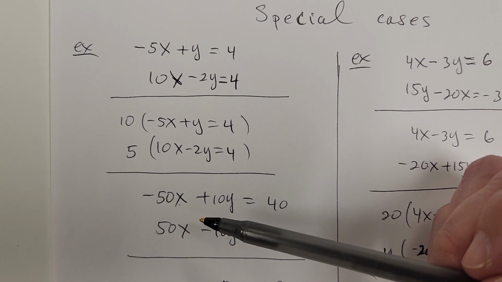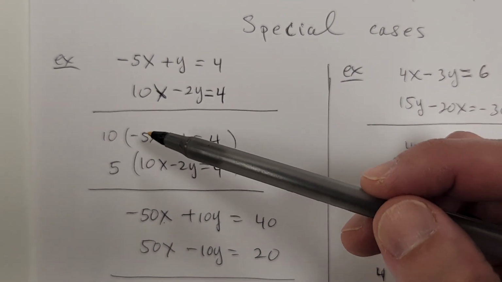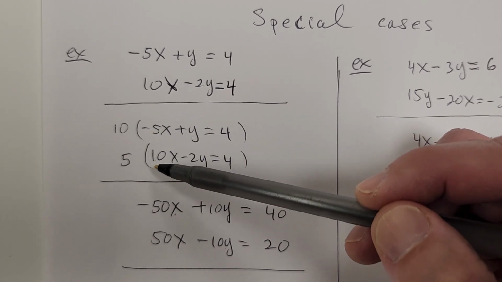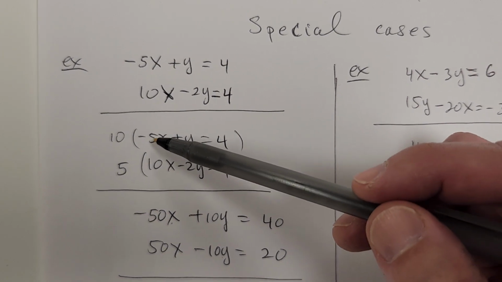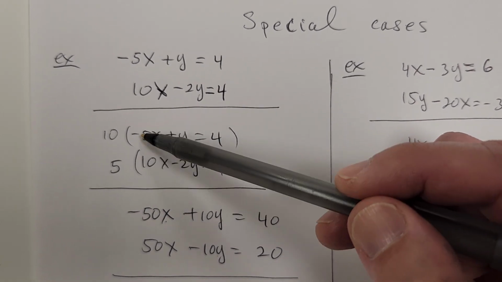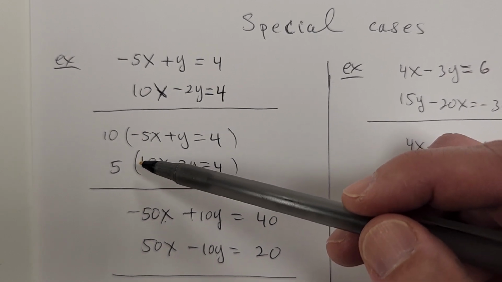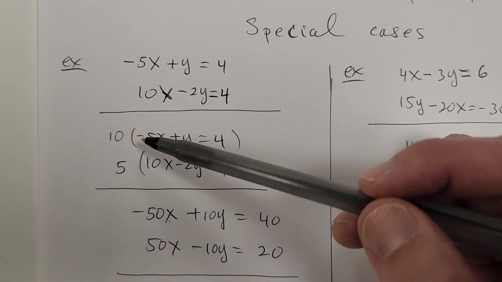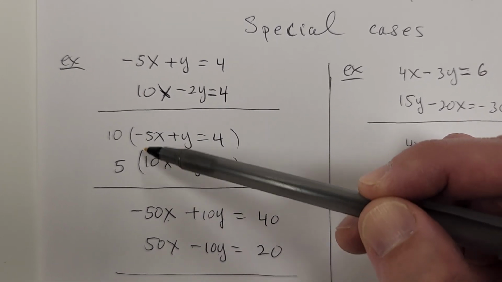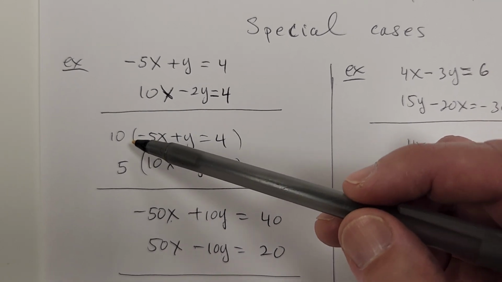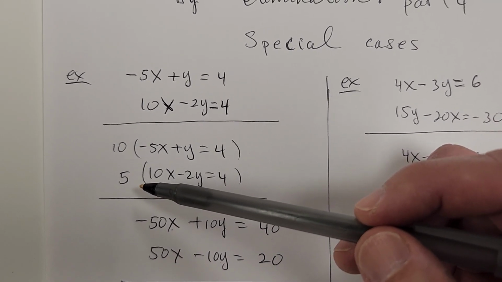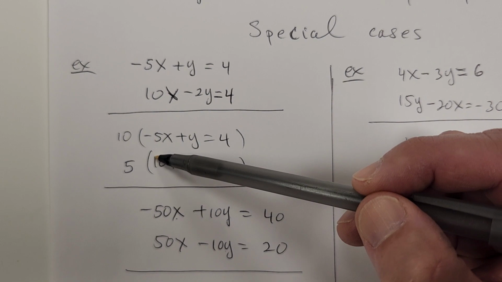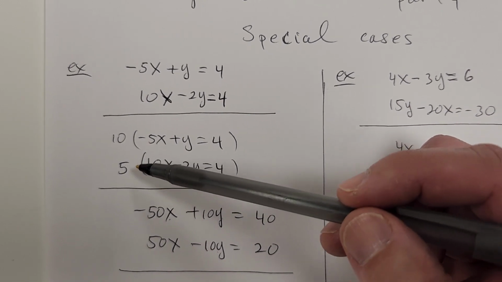Okay, next we want them to be opposite. However, if you look carefully, they are already opposite. This is negative, this is positive, so we don't need an extra negative. If they are already opposite of each other, one positive and one negative, we do not add an extra negative in.